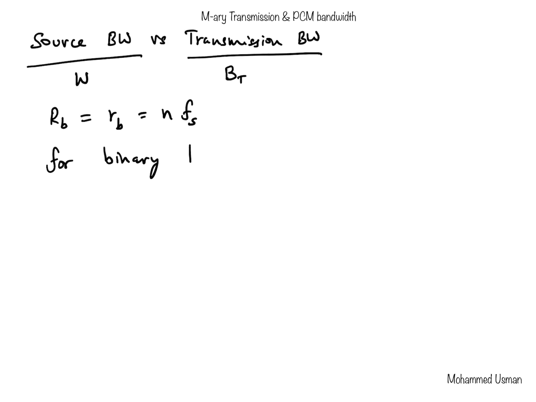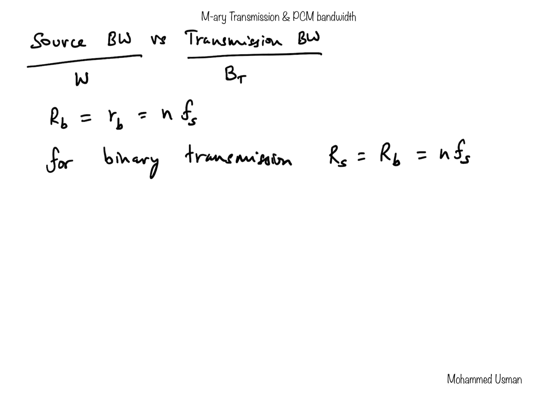for binary transmission, Rs, the symbol rate or the baud rate, is equal to the bit rate for transmission, which is equal to RB, and that should be equal to n times Fs.